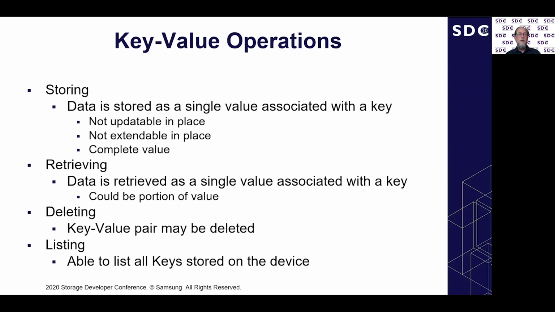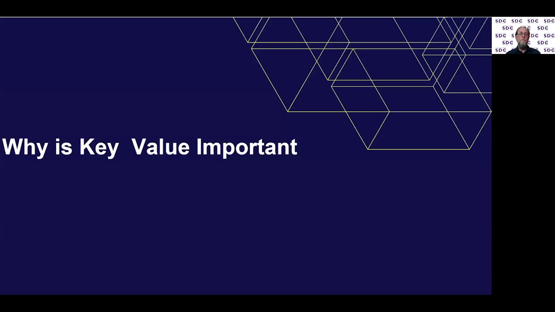Key value operations have the ability to list all of the keys stored on the device. This is useful if you have a device and you want to find out all of the data that's there and be able to copy it to another device. In a logical block address device, you can just start reading at logical block address 0 and go to your maximum logical block address and attempt to read everything that's there, whether it was or wasn't written, and copy it somewhere else. This allows you to find all of the key value pairs that are stored on a device in order to recover those to some other media.